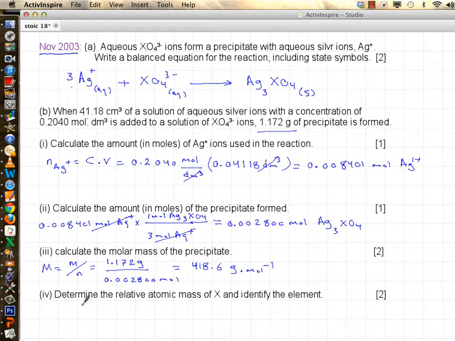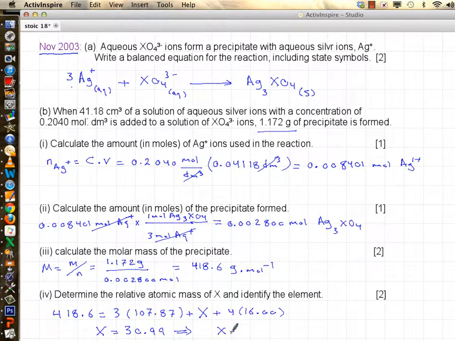Now the last thing is determine relative atomic mass of X and its identity. Now the molar mass, which is 418.6, is equal to 3 silver, so 3 times 107.87, plus 1 X, which we don't know what that is and we are trying to solve, plus 4 oxygen, 4 times 16.00. When you do this, atomic mass of X happens to be 30.99, and when you go to the periodic table, you see X is nothing but phosphorus.